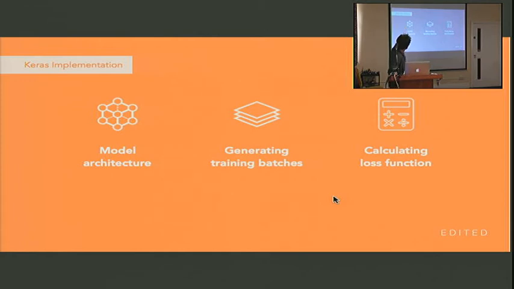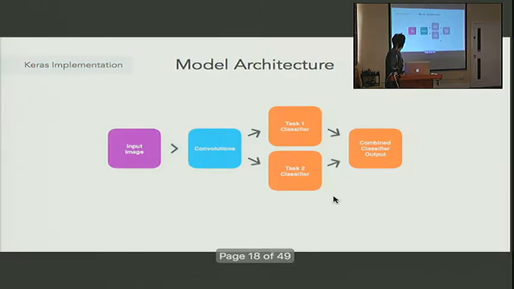So the steps are setting the model architecture, generating your training batches, and then calculating the loss function. Loss function is kind of the error. It's how you penalize the neural network when you get a classification wrong. So imagine that you receive an image input. You get a convolutional network already, a famous architecture like your VGGs or your ResNets or whatever.